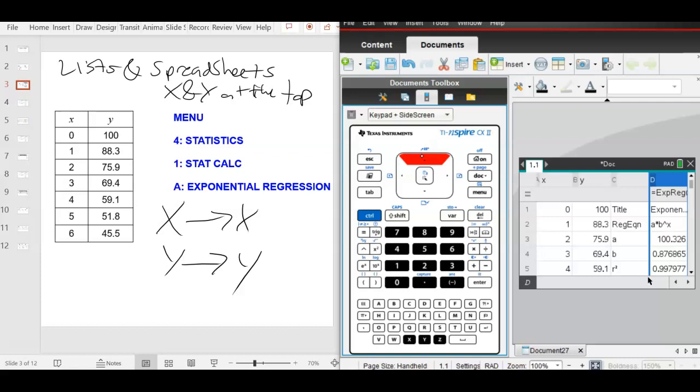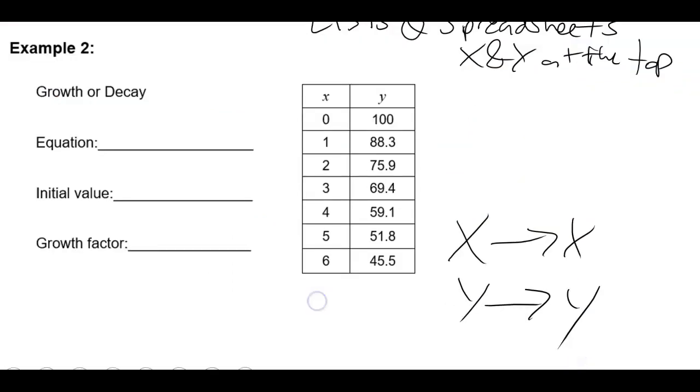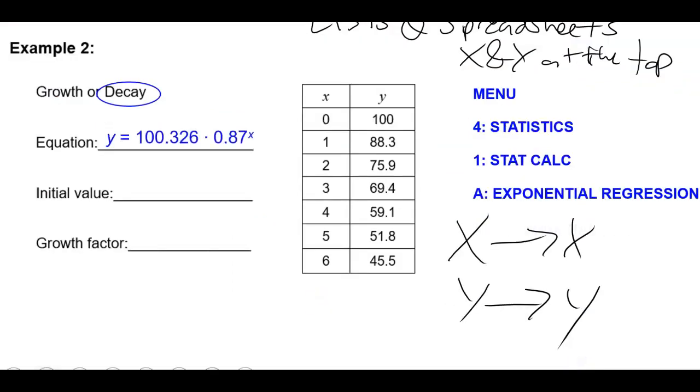So A, listen, A is 100.326, which we can round to 100.32 actually. And then B is 0.876. The 6 will make the 7 round up to 8. However you want to round it, because we didn't tell you how to do that, but it's going to come out to this stuff right here. Okay. This is what we get. So make sure you write that down.